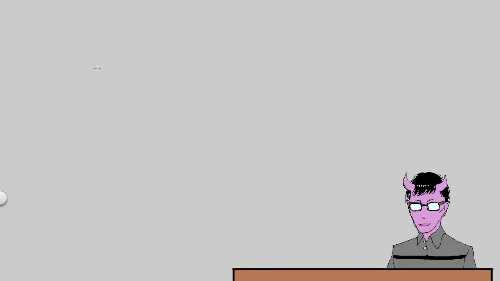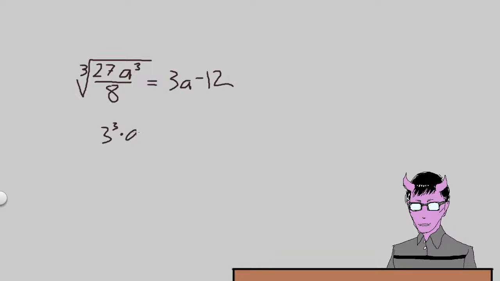Next problem up, we have the cubic root of 27 cubed all over 8 is equal to 3a minus 12. Not particularly difficult. You can see that this is the third root. We can distribute that one. Oh, not distribute. We can apply the root to that. And then these ones we already know are very familiar to us. So the 27 is 3 to the power of 3. The 8 is 2 to the power of 3. Everything is exponent 3. What do you know?